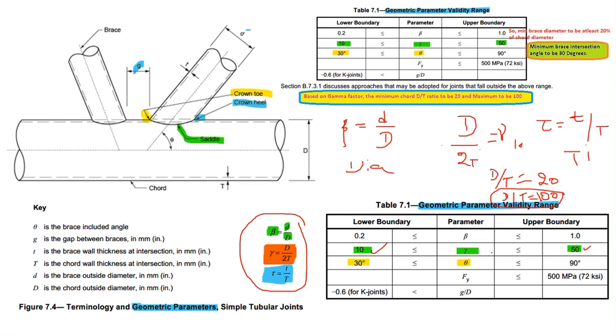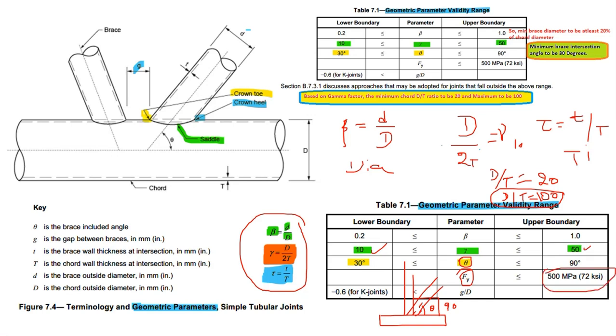Suppose this goes beyond this range, there are some other approaches we need to follow, that we will study later. And one more thing, you see that theta is the brace angle, 30 degrees to 90 degrees. This is our chord and this is our brace, right? So this theta should be minimum 30 degrees, and maximum it can go to 90 degrees. And the yield value should be less than or equal to 500 MPa.